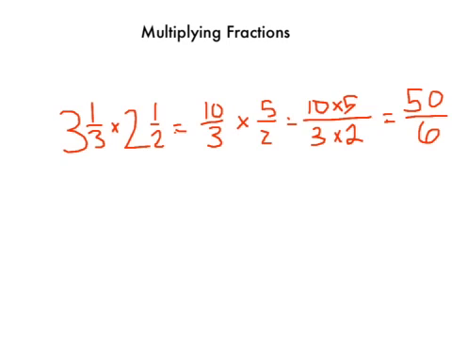Okay, and then we ask ourselves, how many times can 6 go into 50? Excuse me, it can go in 8 times because 8 times 6 is 48. So we're left with 2/6. And we can simplify the 2/6 because they share a common factor of 2. So that becomes 8 1/3.